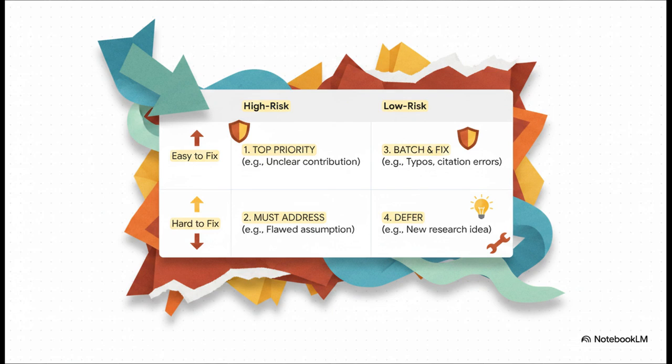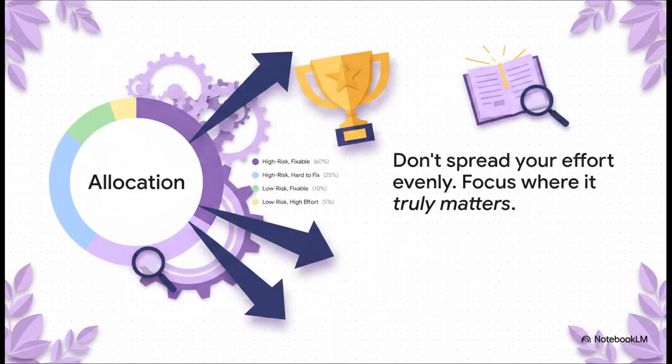1, how likely is this to get my paper rejected? That's the risk. And 2, how hard is this going to be to fix? That's the effort. And where you spend your energy is absolutely critical. Just look at this breakdown. A massive 60% of your time needs to go into quadrant 1, the high-risk issues that are actually fixable. Honestly, this is where the entire battle is won or lost.